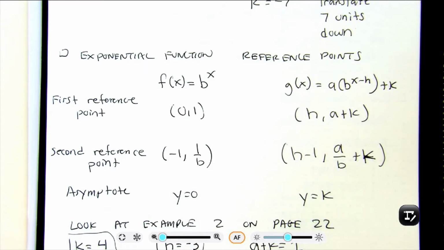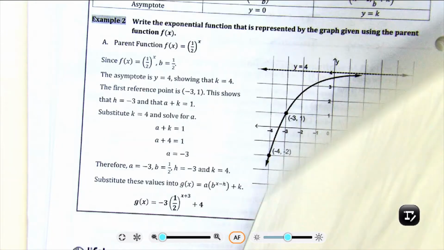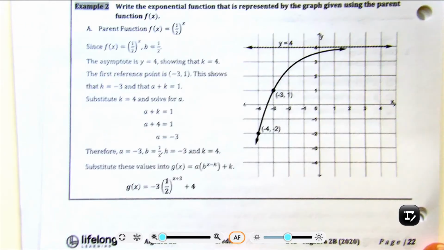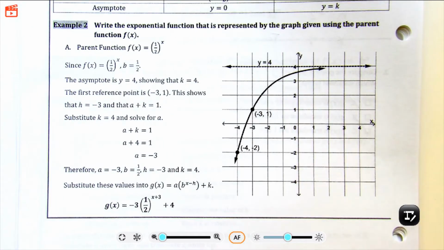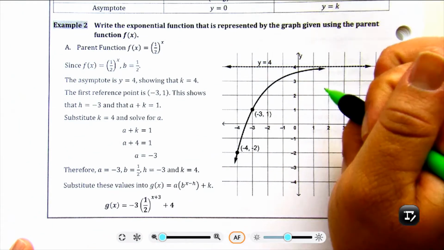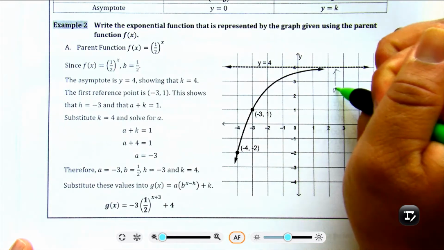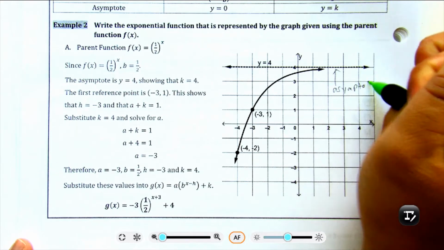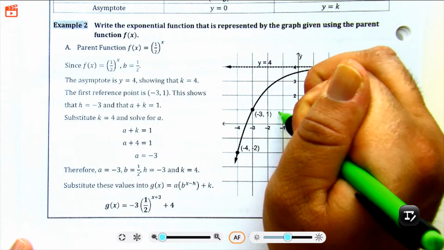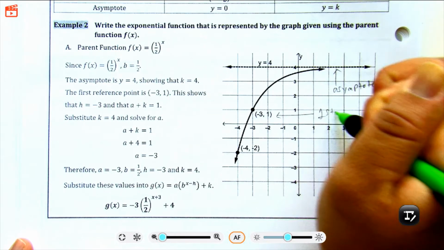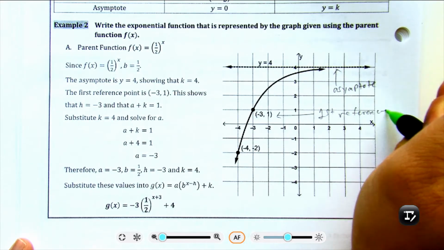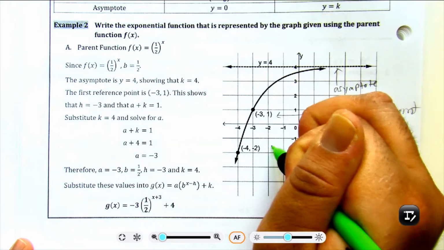So let's look at example 2 on page 22. What we're going to be doing is looking at the graph that they give us. So this is the asymptote. This is my first reference point. And this is my second reference point.